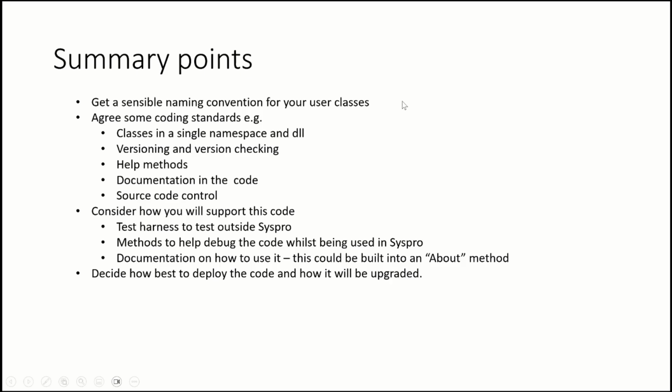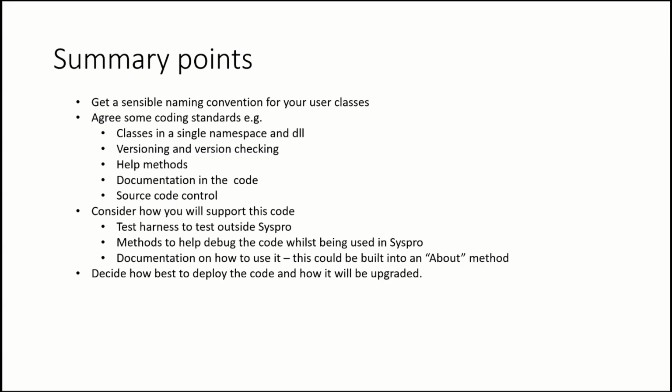So just some summary points to finish off with. Try to get a sensible naming convention early on. Remember, I showed you what happens if you've got your namespace and your class name the same. You end up having to do, like we saw, employee.employee and so on. So maybe you have a naming convention for your DLL, your naming convention for your namespace, and then your classes and so on like that.